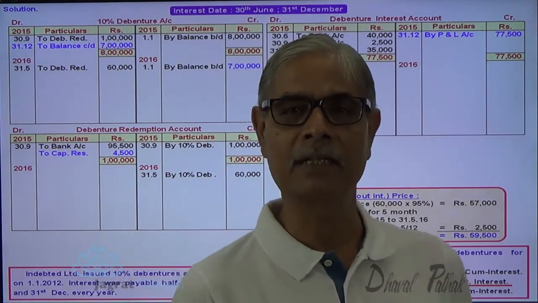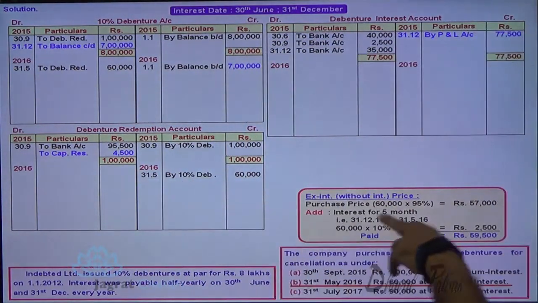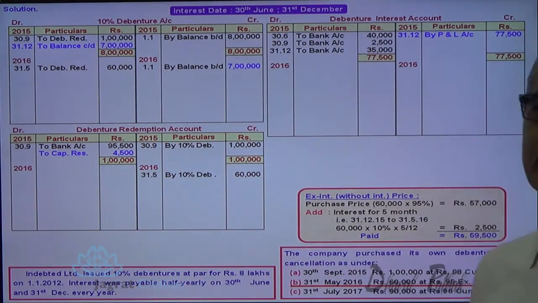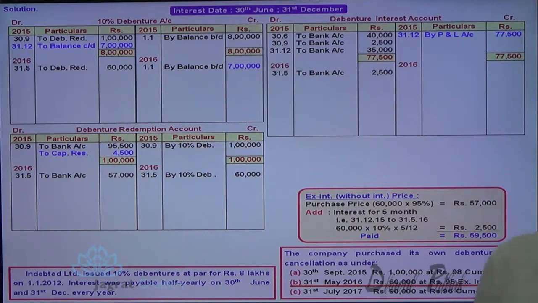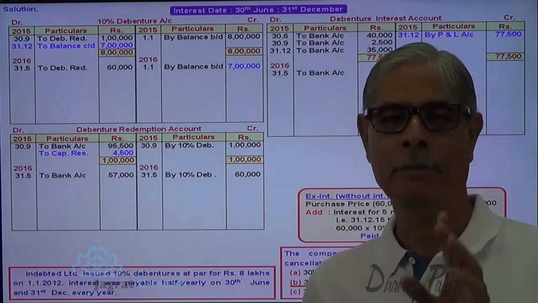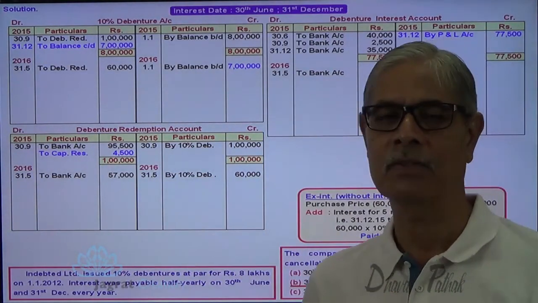What is the entry for that? Debenture redemption account debit ex interest price. Debenture interest account debit to bank account credit. So debenture redemption account debit, debenture interest account debit to bank account 59,500. This is how this purchase transaction is recorded. And purchase and cancel: the debentures of 60,000 are cancelled.